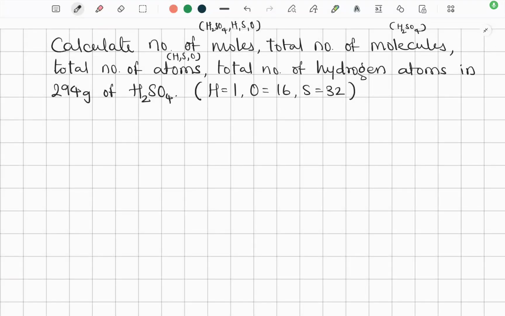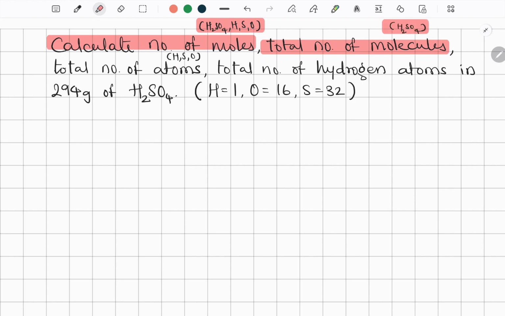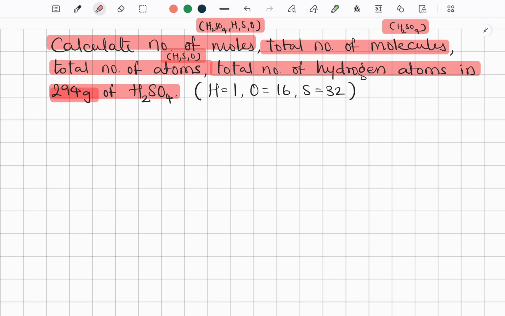One more doubt session. This question was asked by one of the students in the comment section. The doubt was: calculate the number of moles of H2SO4, hydrogen, sulfur and oxygen. Also the total number of molecules of H2SO4, total number of atoms of H, S and O, and total number of hydrogen atoms in 294 gram of H2SO4. So basically the doubt was, sir, how can I calculate the atoms part?